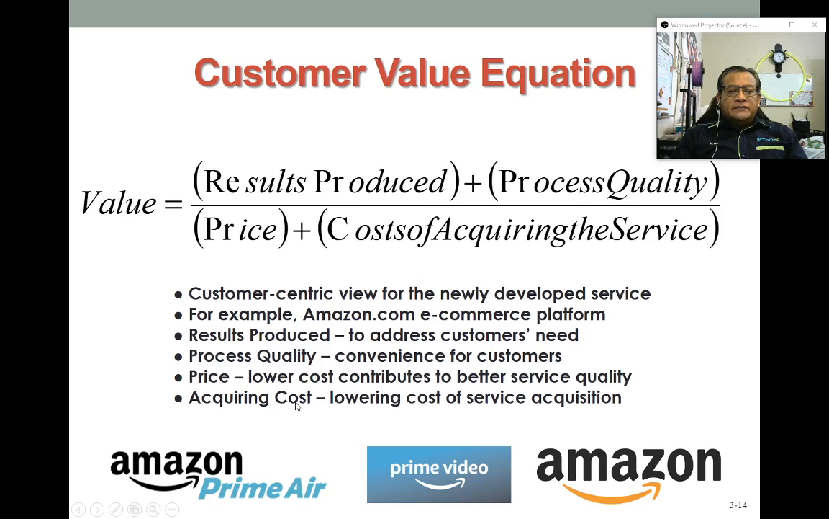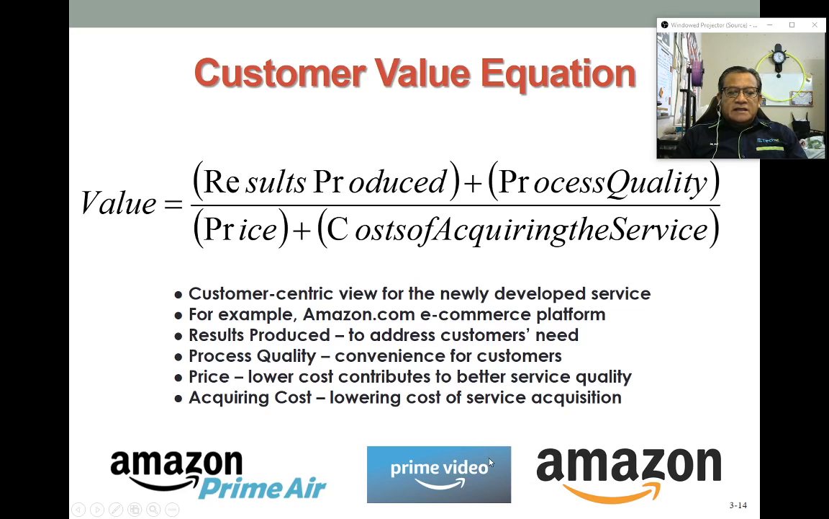So if all the variables are put together, the numerator is the result produced index plus process quality index, added together, divided by price added with the cost of acquiring the service. Then you can get this value, the customer value index. Again, the customer value equation refers to all that is related to Amazon.